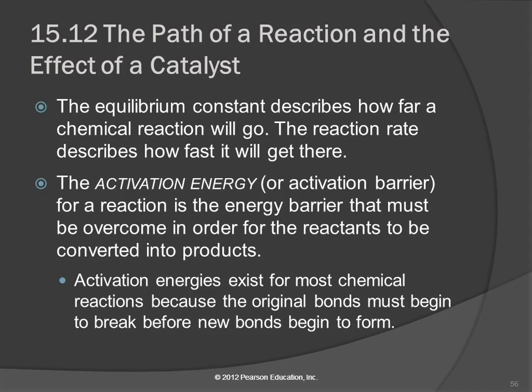Path of a reaction and the effect of a catalyst. So the equilibrium constant tells us how far the reaction goes, whether we have a lot of product or a lot of reactant, but doesn't tell us how fast it gets there. The reaction rate is what tells us how fast it's going to get there.